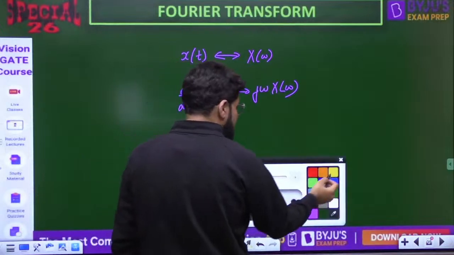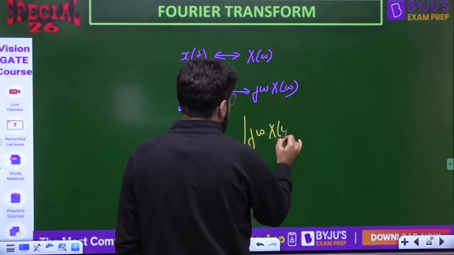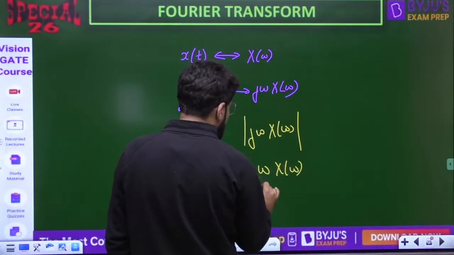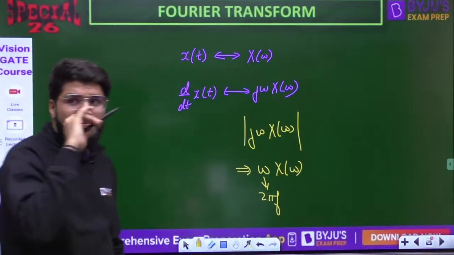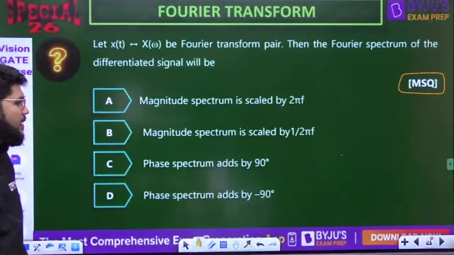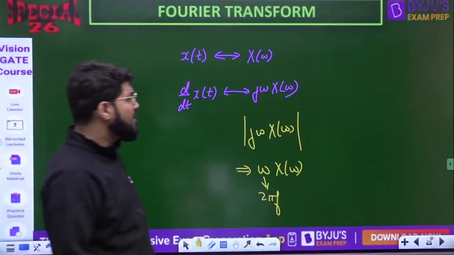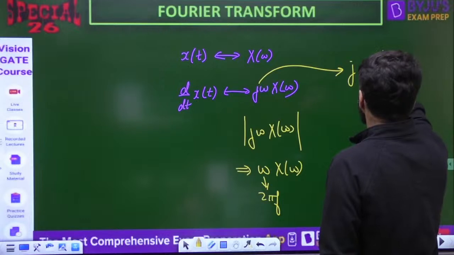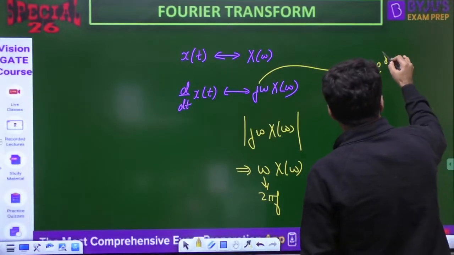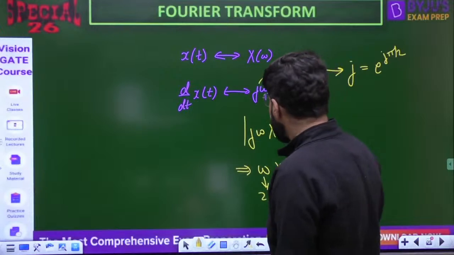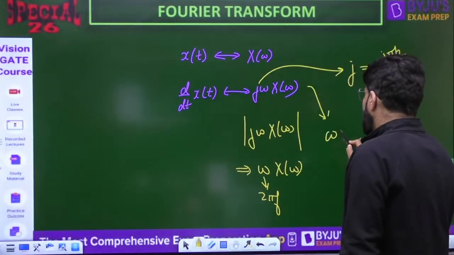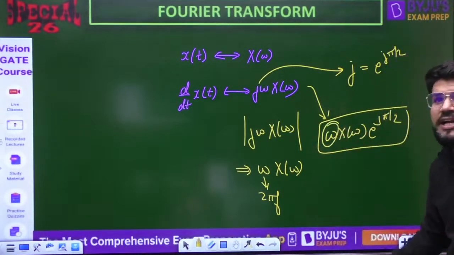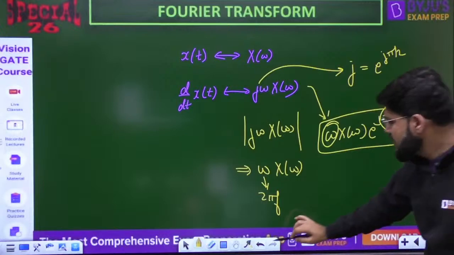मतलब अगर आप इसका मॉडुलस लेना चाहोगे ना, when you take mod of j omega X(omega), modulus of j is 1, so it is omega |X(omega)|, and omega is 2 pi f. So magnitude is multiplied by 2 pi f. Okay, that is correct. It is scaled by 2 pi f. Okay, phase spectrum. Okay, now what is this j? As I just explained you, this j is e power j pi by 2. It brings up a phase of pi by 2. ठीक है? तो yes, this can be written as magnitude part omega |X(omega)| e power j pi by 2. J can be written as e power j pi by 2. The magnitude is scaled by omega, that is 2 pi f, and phase, okay, is shifted by pi by 2.